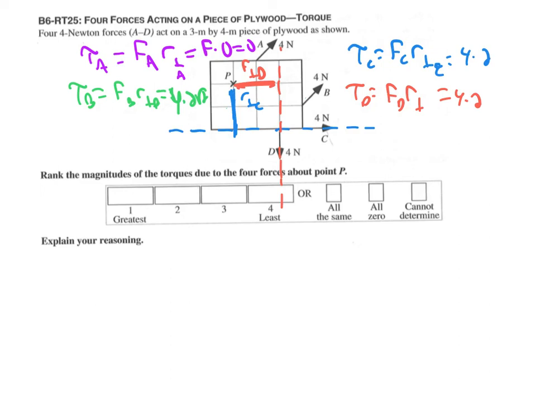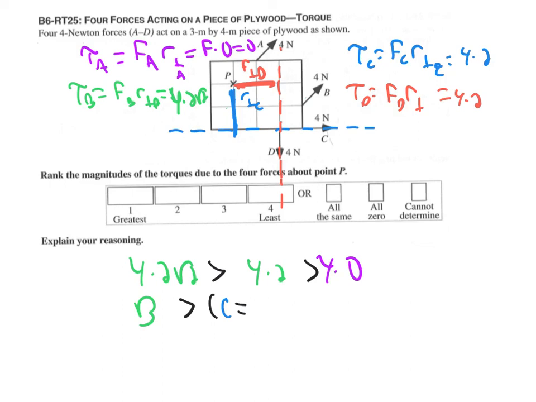So if we look at our conclusions here, we end up with that 4 times 2 root 2 is definitely bigger than 4 times 2, which is definitely bigger than 4 times 0. And so we're left with that B is bigger than either C or D, and then each of them is bigger than A. So that would be our rank ordering.